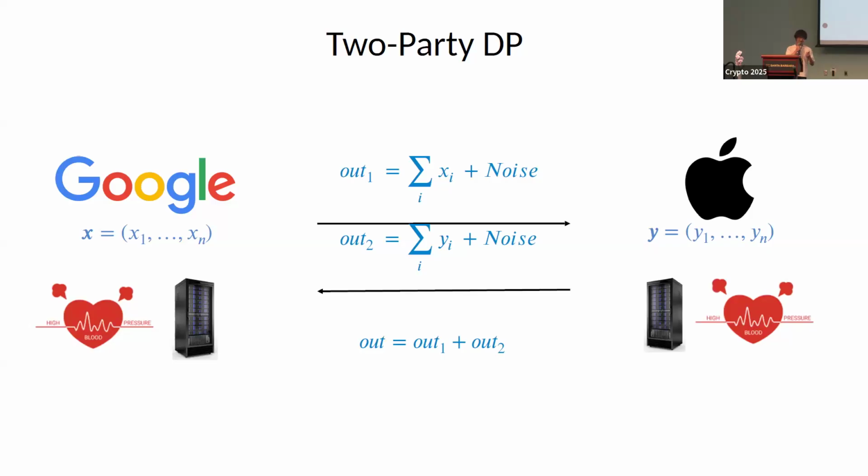Let's consider the summation task again. Say now Google and Apple want to compute the total number of users with high blood pressure. But Google doesn't want Apple to know the information of its users. So in this case, the two companies can first independently add noise on their sums and then combine them. And in this case, the total noise is the sum of two constants, and we know that the sum can be computed very accurately in two-party DP.